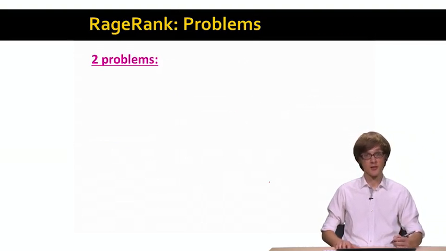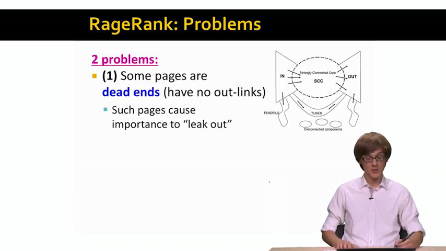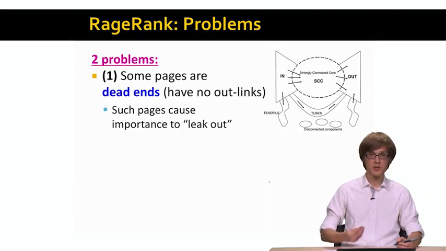To summarize, there are two problems with how we defined PageRank so far. The first problem is the problem of dead ends. Dead ends are web pages that have no outgoing links. So what will happen is that the importance of these pages will leak out.